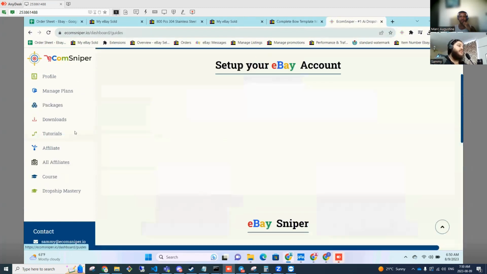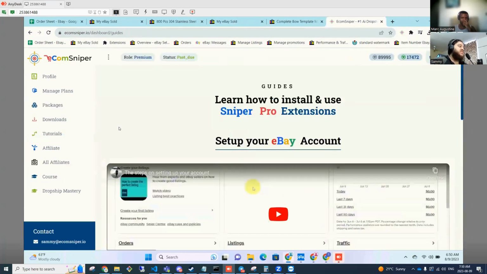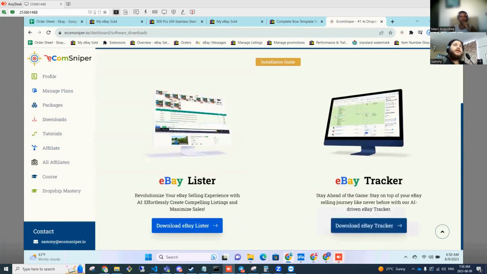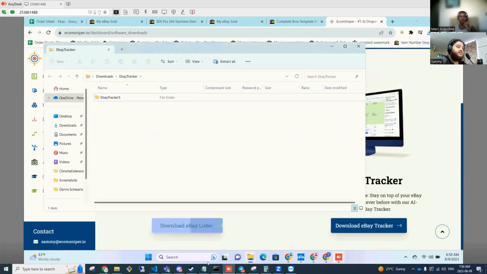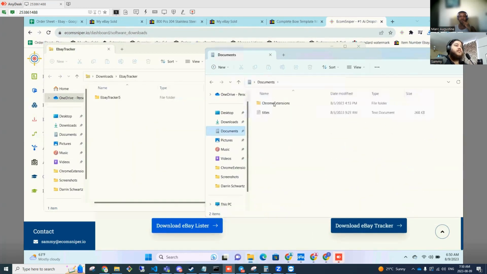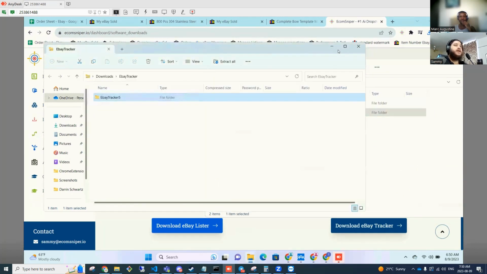And by the way, guys, we have tutorials on how to set up everything over here. Don't take this video as a tutorial, it's really not. So I opened up the tracker, and what it's going to do is let me track unlimited items, as many as I want, onto my eBay account. So I'm just going to install it. This whole step I'm not explaining, it's in the videos. You can get a complete understanding from that.